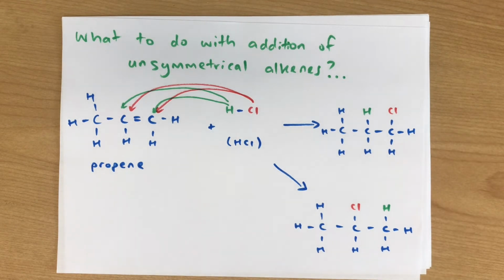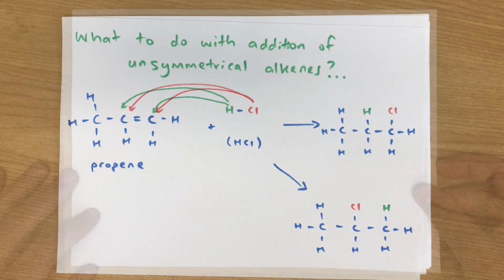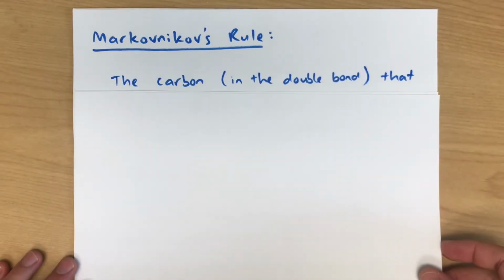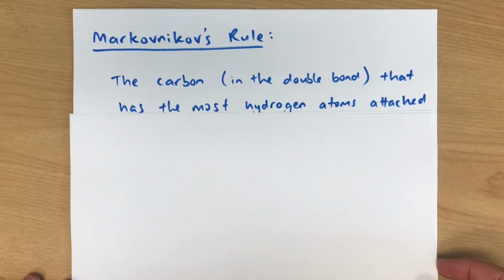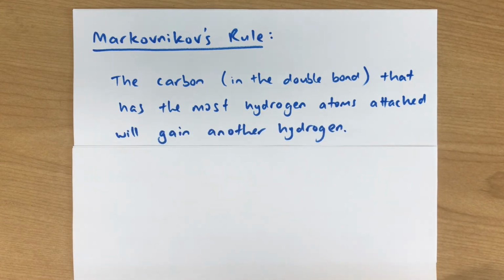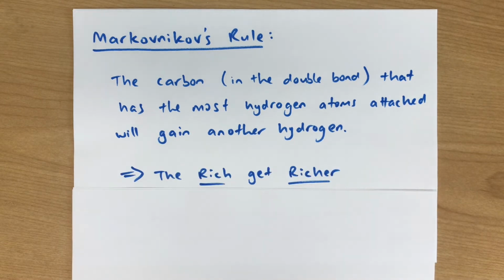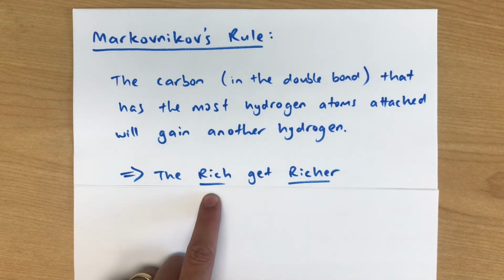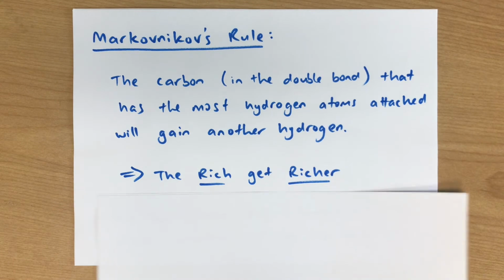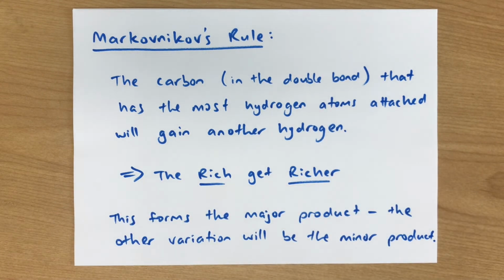To do this, we're going to apply a rule. The rule is Markovnikov's Rule. The carbon in the double bond that has the most hydrogen atoms attached will gain another hydrogen. Another way of thinking of this is that the rich get richer. The carbon that started off rich, which had the most hydrogens, is going to get richer and gain another hydrogen. So this is what will form the major product.